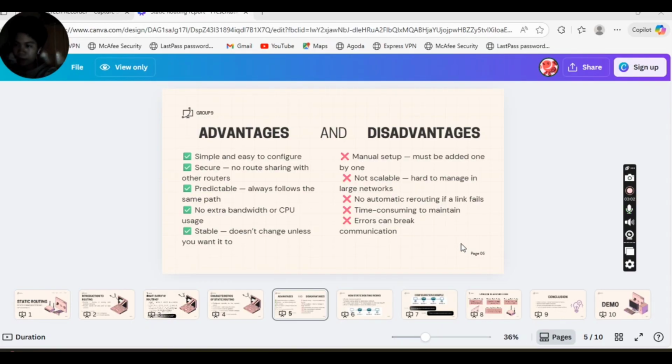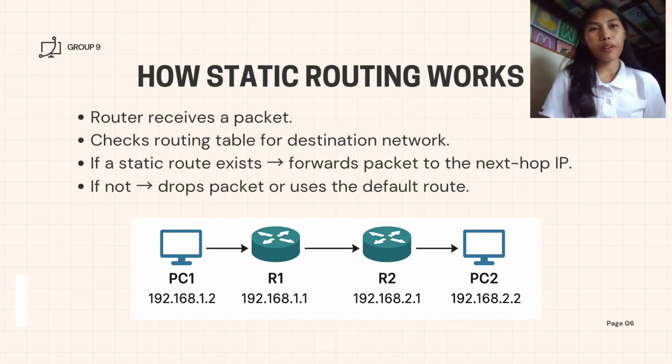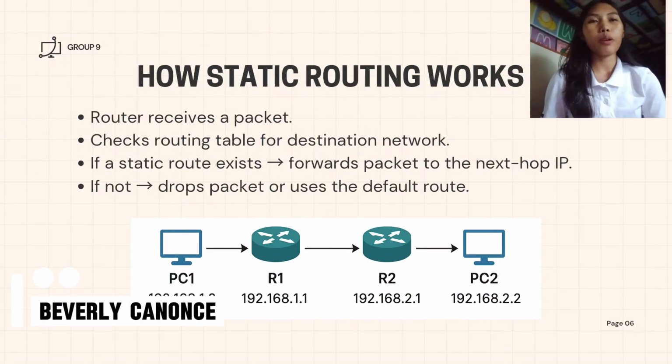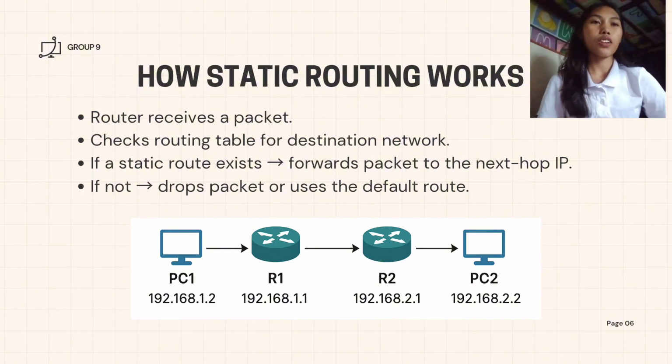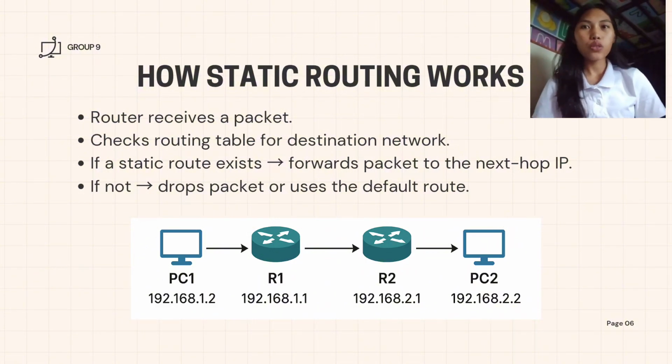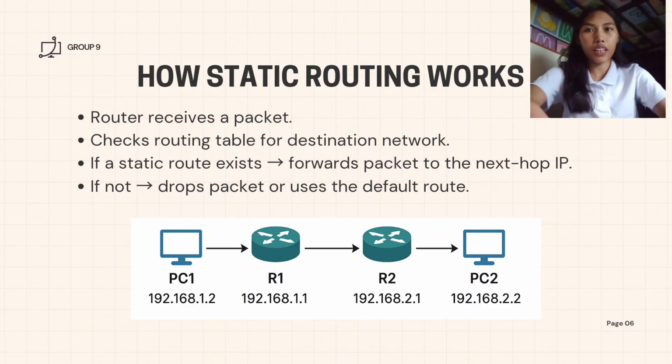And that's it. Hello everyone, I am Beverly Canonce from Group 9 and my part is how static routing works. The first one is the router receives a packet. When data is sent across a network, it travels in small units called packets. A router's job starts when it receives one of these packets.